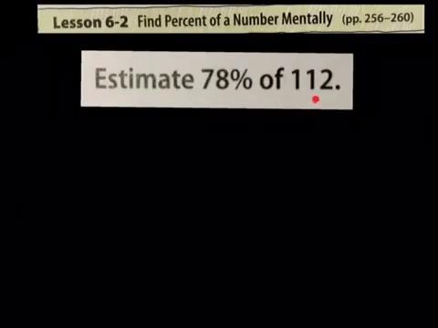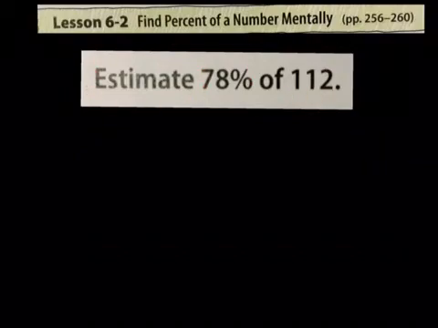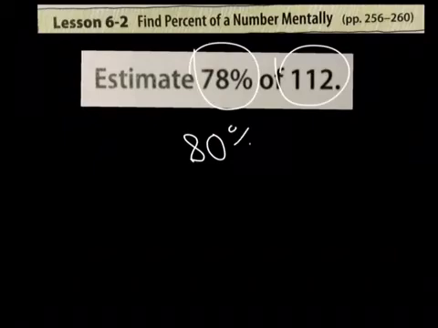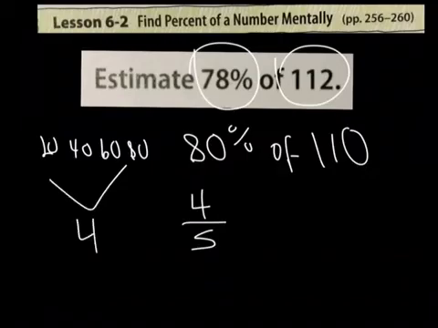Okay, now let's try estimating. 78% of 112. Whenever I see the word estimate, boys and girls, I go right ahead and I turn these numbers into friendlier numbers. I round them. I'm going to look for 80% of 110. 80% is 4/5, right? It's 4 out of 5, because if I count by 20s, how many 20s do I have here? 20, 40, 60, 80. I have 4 of them. Yes? So that's why it's 4/5, because in 100 we have 5 of them, right? So I have 4/5 of 110.